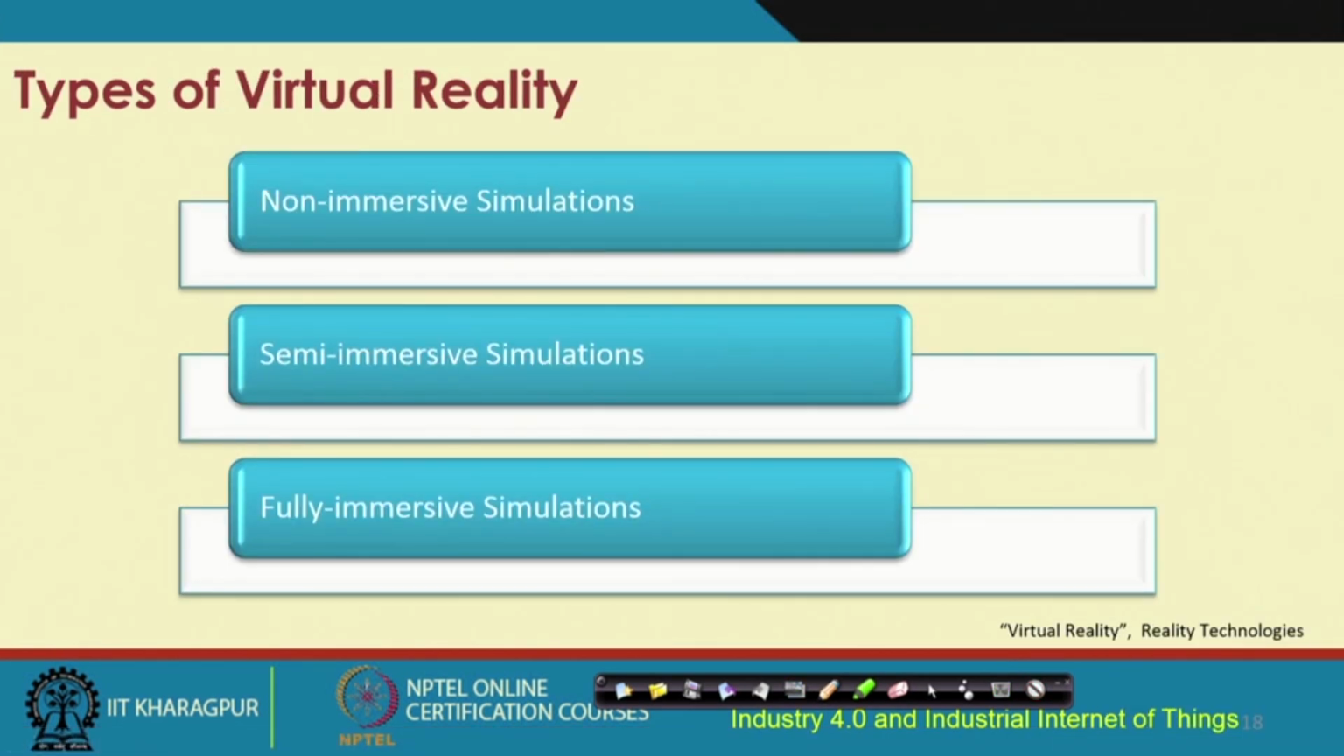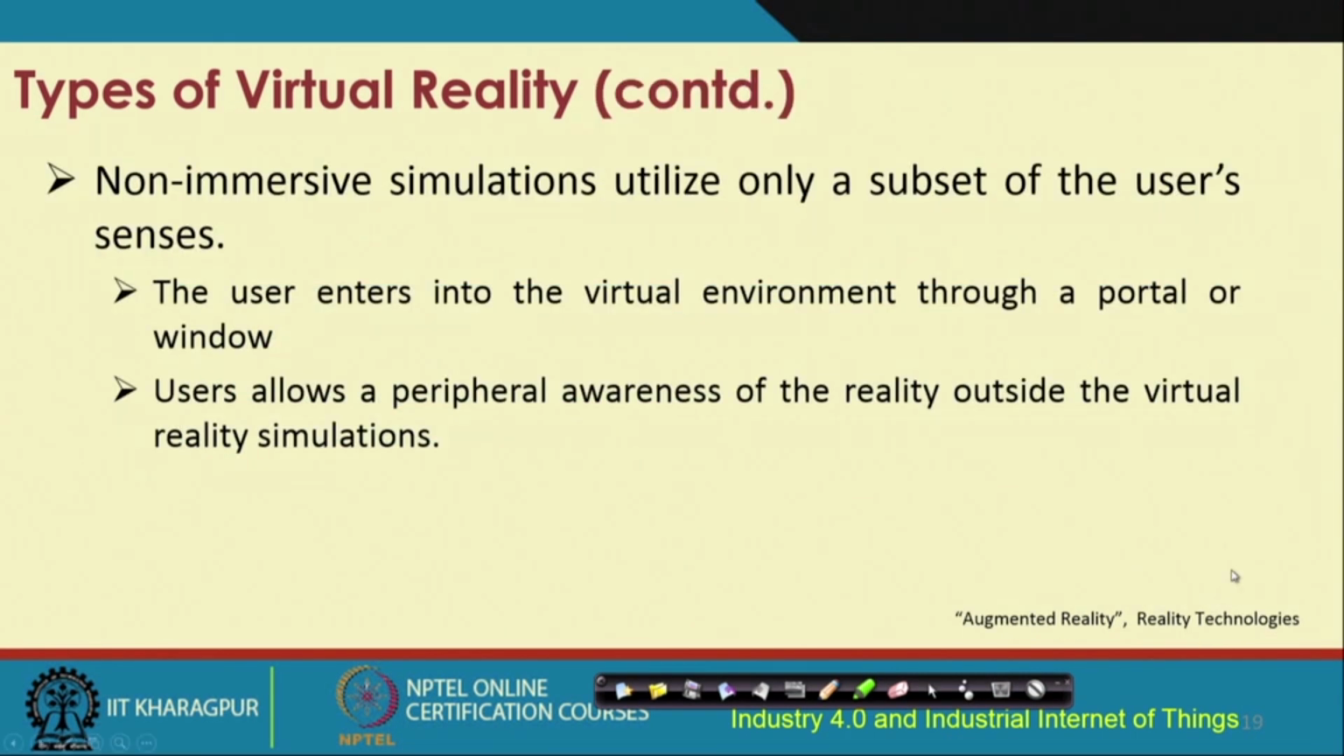Different types of virtual reality: one is non-immersive simulation, semi-immersive simulation, and fully immersive simulation. These are different types of virtual reality environments. Non-immersive, as the name suggests, means the user enters the virtual environment through a portal or window, and this basically allows the user to have a peripheral awareness of the reality outside the virtual reality simulation.